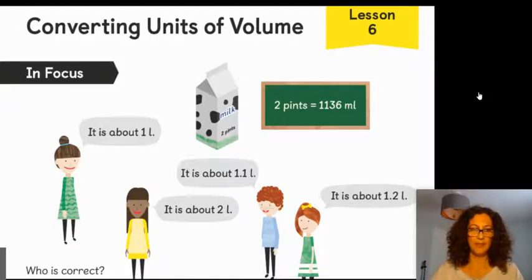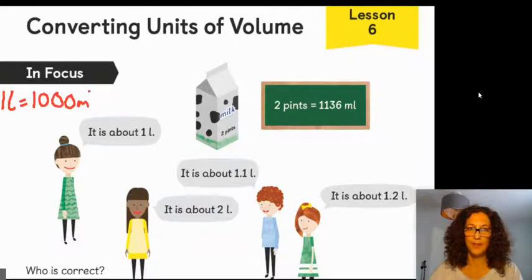Now, let me just get my pen. Okay, so 1 litre. Now, we should all know what 1 litre is now, because we've done it in class all this week. 1 litre, how many millilitres is 1 litre? Correct, it's 1,000 millilitres. So, now we have got 1.1 litres. How do we convert that? 1.1 litres. We've got to times it by, yes, you're right, 1,000.